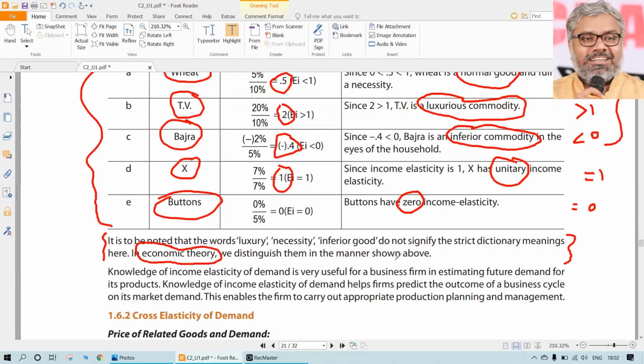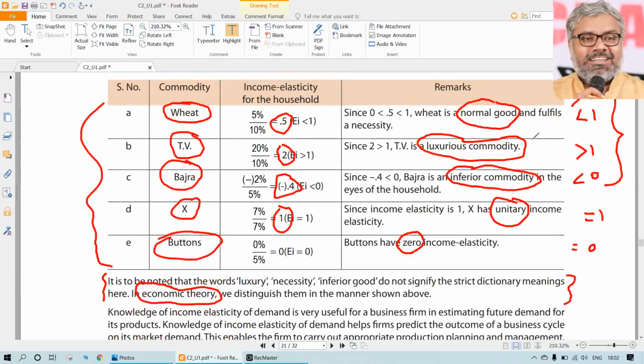In economic theory, we use them in a different way. In economic theory, what is a normal commodity? Necessity, you call it. You can call anything, but calling is not important. What does it mean if it is a normal commodity or a necessity? Income elasticity is greater than 0, positive, but less than 1.